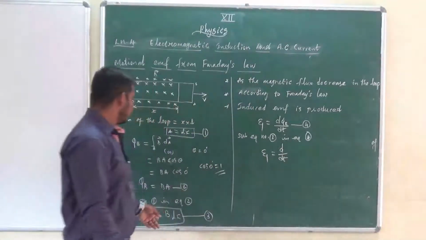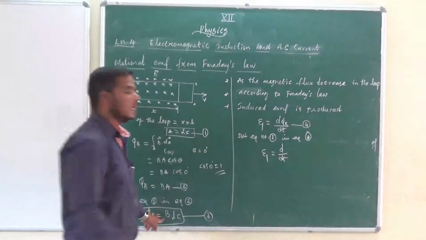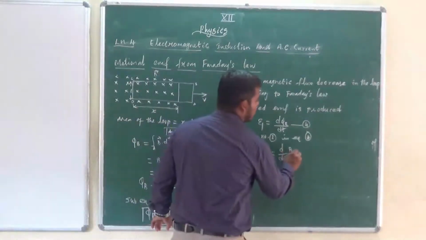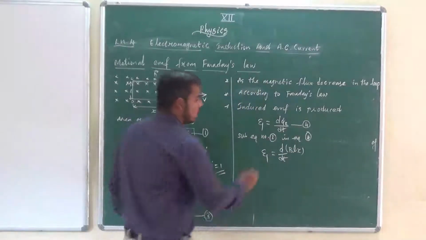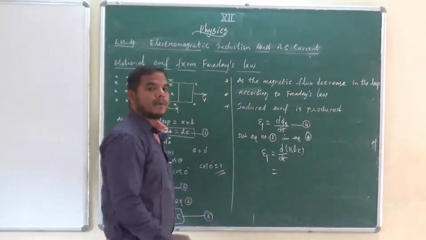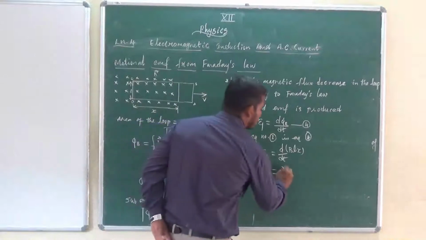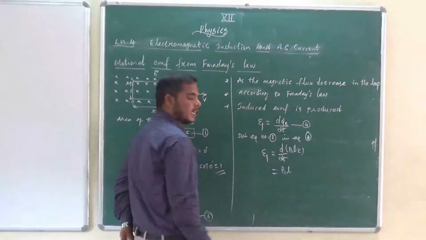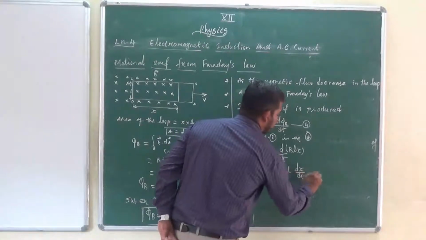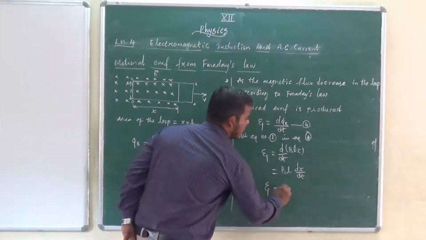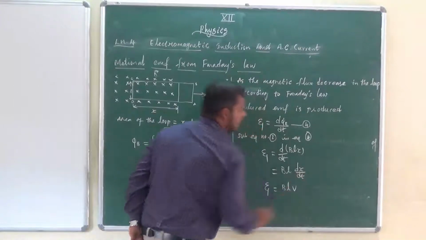So equation number 3, see that phi B equal to BLx. So substitute instead of phi B, what do I want to substitute? BLx. Here the magnetic field and length are constant. So I will write them first. What is the next term? d into x, dx by dt. Next step, I is equal to VLB.